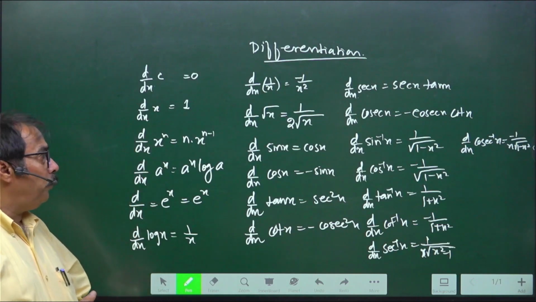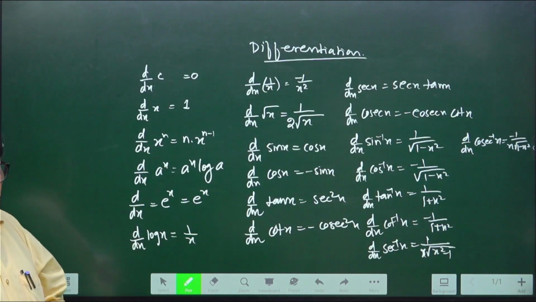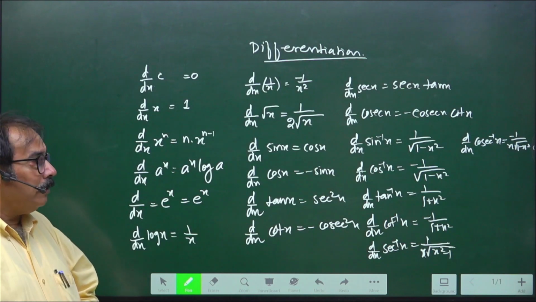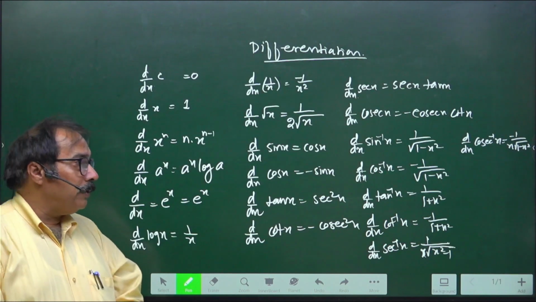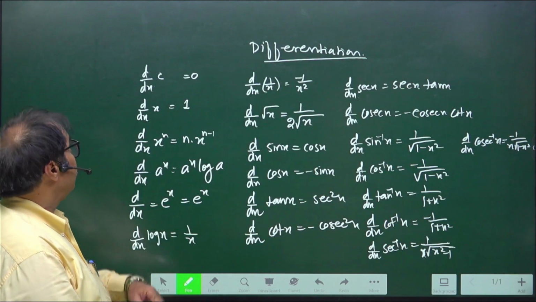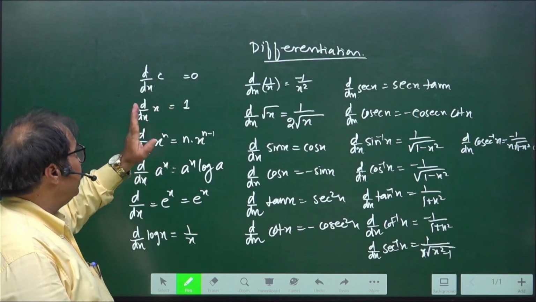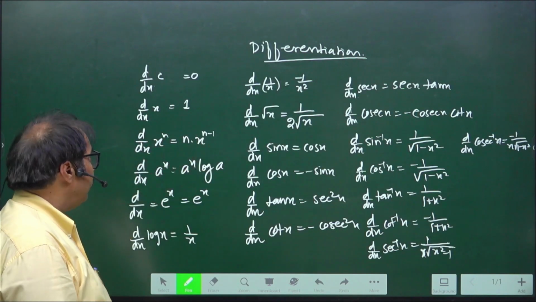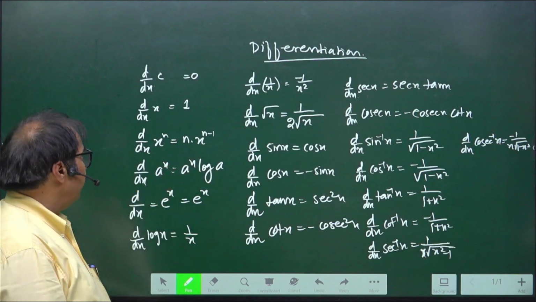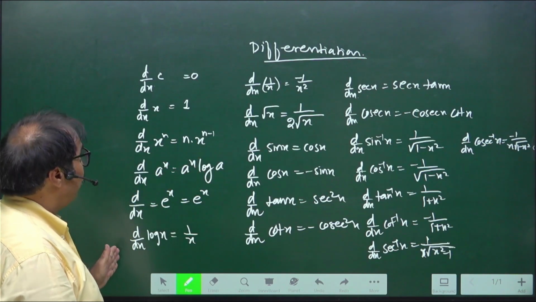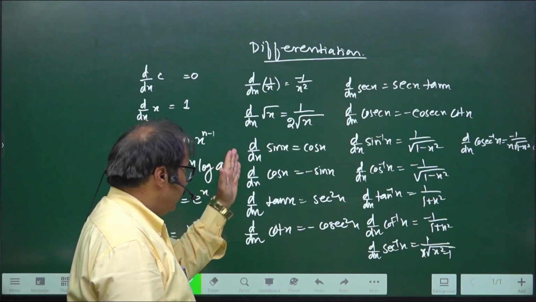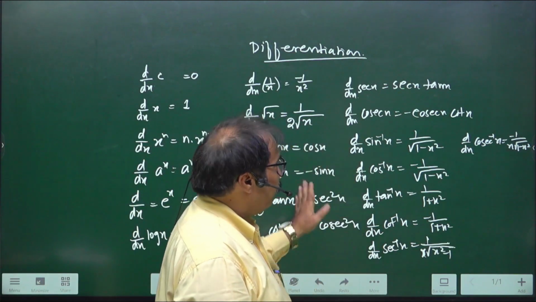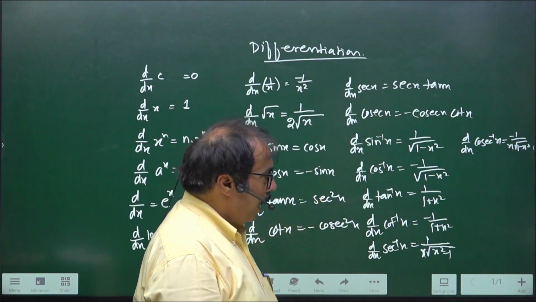If you learn these formulas, then your calculation and your solution will be very easy. So the derivative of a constant is 0, the derivative of x is 1, and the derivative of x to the power n is n into x to the power n minus 1. So this side is the algebraic formulas, this side is trigonometric, and this is inverse. So all the formulas I have written.